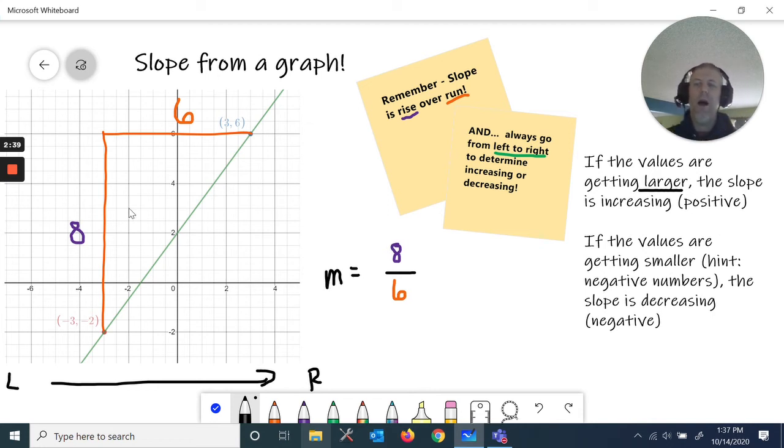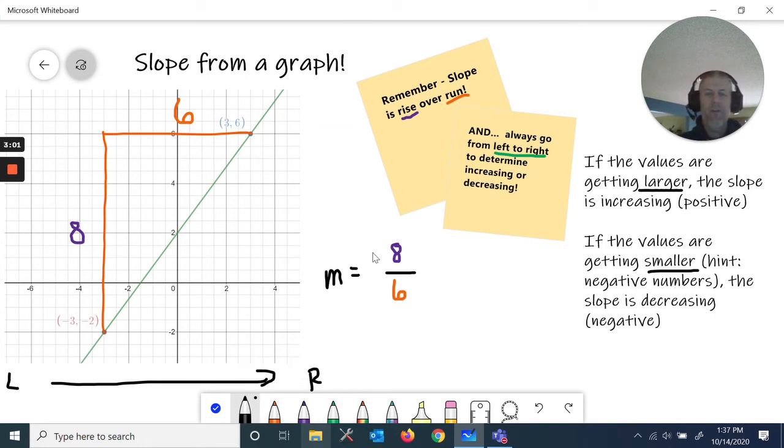If the opposite were happening, so as I was going this way, if the values on this green line were getting smaller, going from say 2 down to -1, down to -5 or whatever, that would mean my slope would be negative. So it would be negative 8 over 6 if that were the case. Okay.